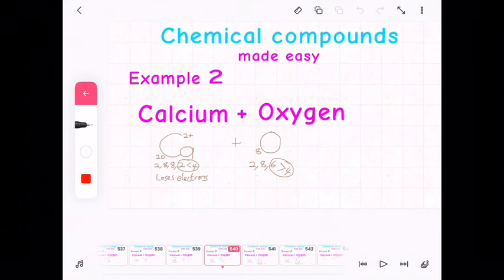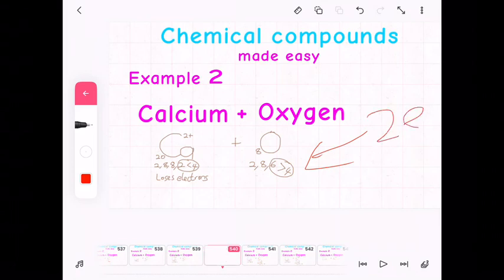For oxygen, we compare the valence electron to the number 4. Now, since 6 is greater than 4, it means that it is not going to lose the electrons. It's going to gain electrons. And gaining electrons to make the valence shell filled, we're going to gain 2 electrons to fill out the valence shell.